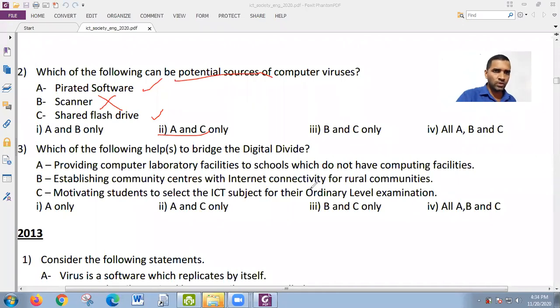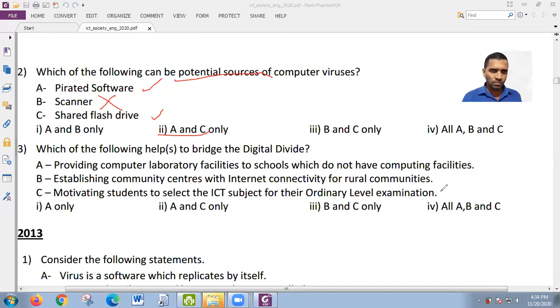So when computers are donated, those people can learn them. Second, establishing community centers with internet connectivity for rural communities, yes, because when computers and internet connectivity are given to community centers, people in rural areas, people in villages can practice ICT. They can practice the internet, and they can handle the devices. So definitely their skills must gradually increase, right? So that is okay. Hope you understand the term digital divide, right? If you don't understand the digital divide, you can't get the answers.